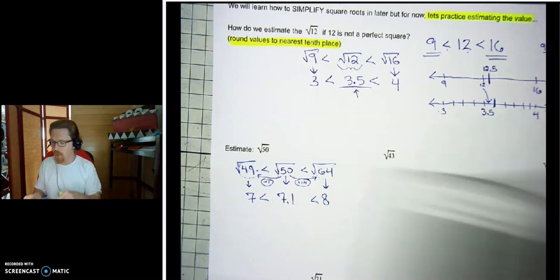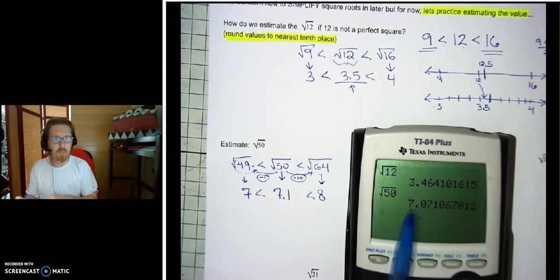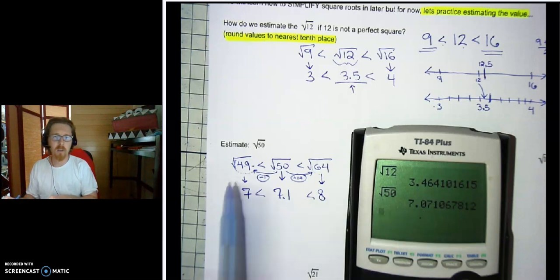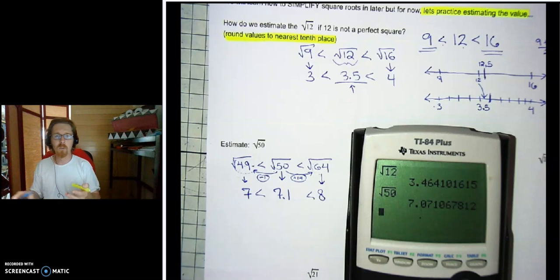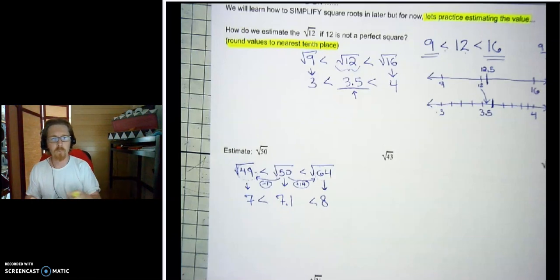Now I can just check my work. Let's take a look at the square root of 50, and we see that it's 7.07. Now 7.07, that would round to 7.1, so I'm really close. So again, we're going to take the perfect squares that surround our number and go from there.